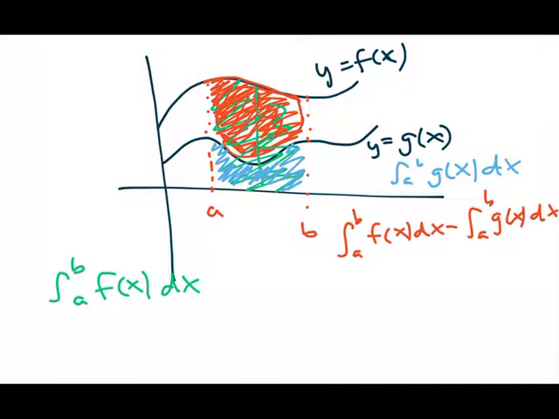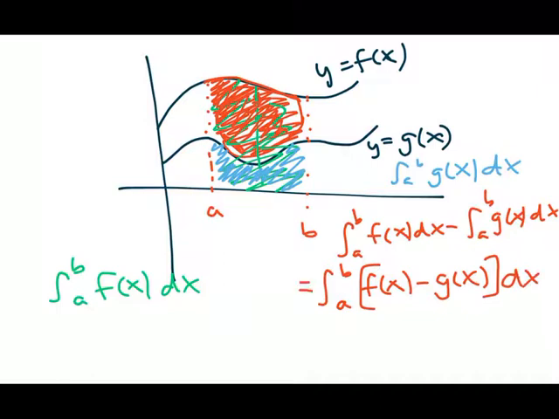And we know from our integration properties that we could actually combine this, the integral from a to b, and put f of x and g of x together inside one integral. So this intuitively makes sense when we have two functions that are both above the x-axis. We're talking about positive areas.